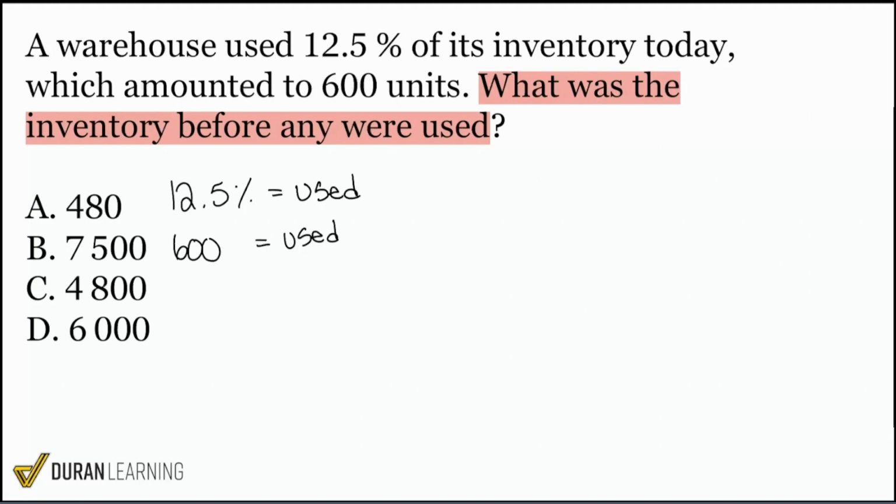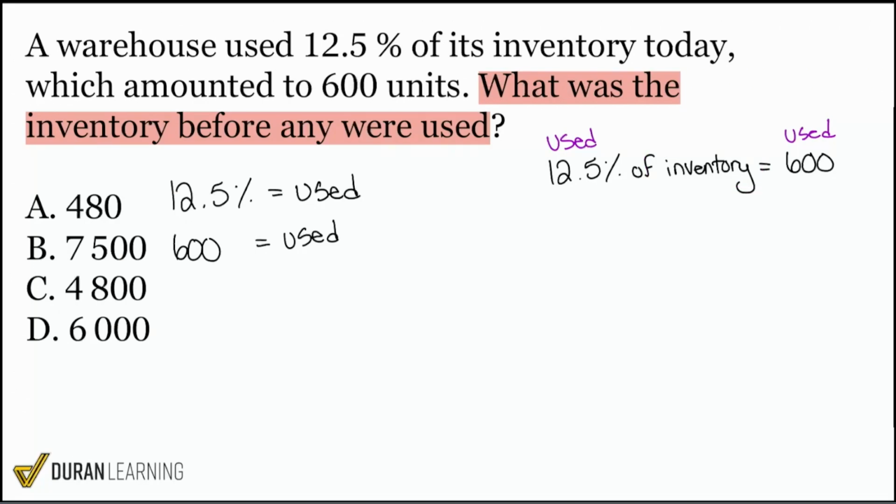So when we write that down, it's going to be like this. 12.5% of the inventory, of that inventory is going to amount to 600 used units. And I'll go ahead and just show it again. 12.5% and 600 both represent used, which means we're good to go. We can try to solve for the inventory, and that'll give us the original amount before it was used.